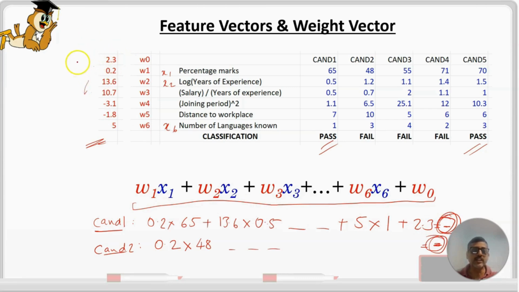So for example, you may change W0 to something like 2.1, and so on and so forth. Instead of this, you may have W1 as 0.7, whatever. You change the values of the W's and do the exercise once again. Do this computation for each candidate and see if all the passes have one sign and all the fails have the other sign. Okay, that's what you do.